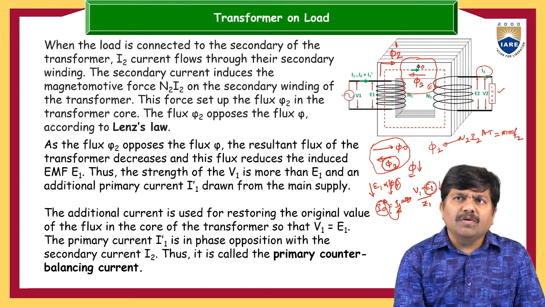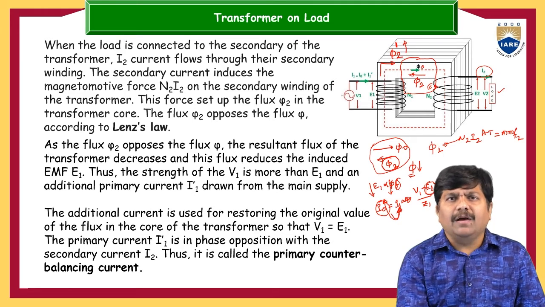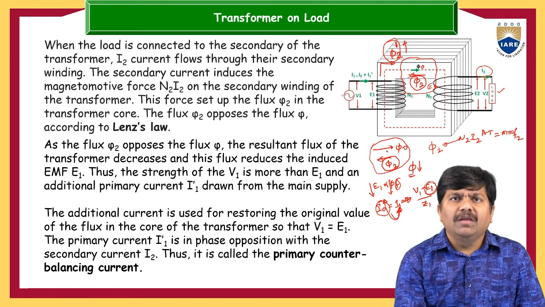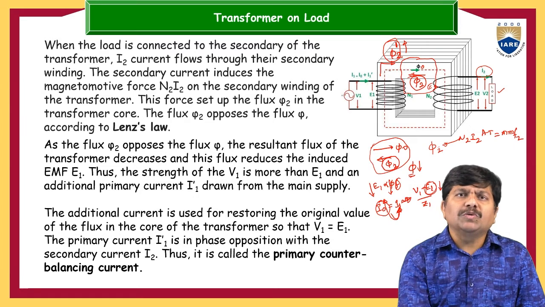Proportional to this, your I1 current increases. Proportional to this, our pi 2 dash is increasing. So if you clearly observe the magnitude of the various fluxes, this pi 2 dash and our pi 2 will be almost the same. But whatever the direction of this pi 2 dash and pi 2, as per Lenz's law, it will be opposite to the cause.